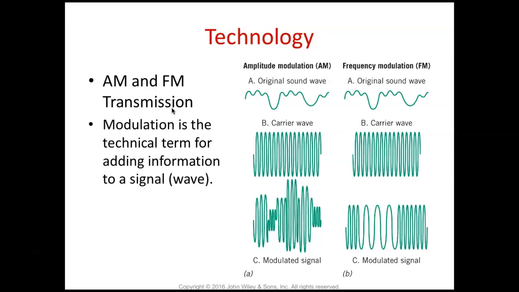Let's talk a little bit about what AM and FM radio transmission is. AM and FM radio use different kinds of modulation, and modulation is the technical term used for adding information to a signal, which is the wave in this case. So basically, think of it like this.